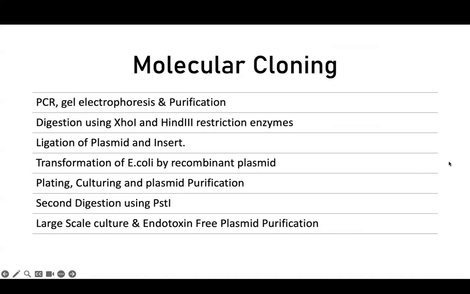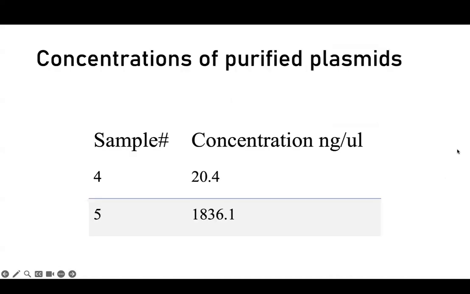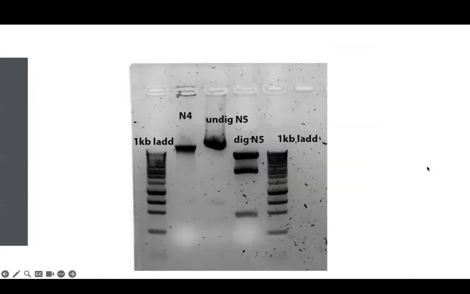We expanded the cultures for number 4 and number 5, after which we carried out endotoxin-free plasmid purification in order to start transfection. We measured the concentration of the purified plasmid afterwards. We found the low concentration of number 4 puzzling and decided to carry out gel electrophoresis once again.